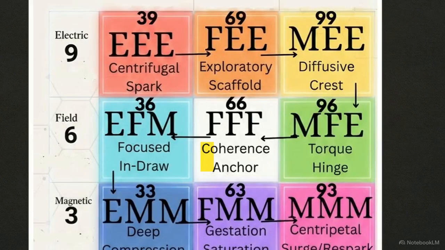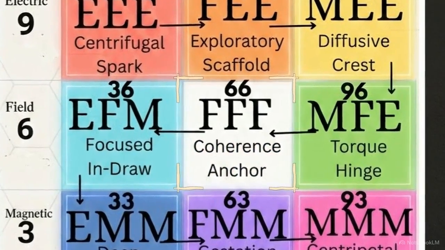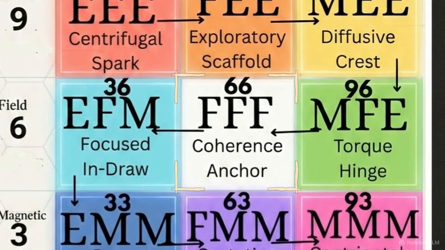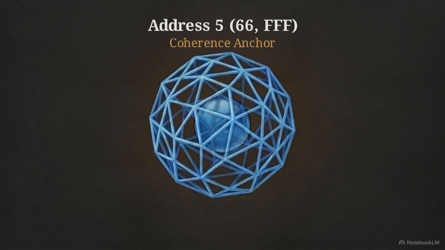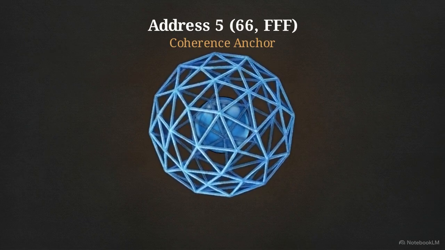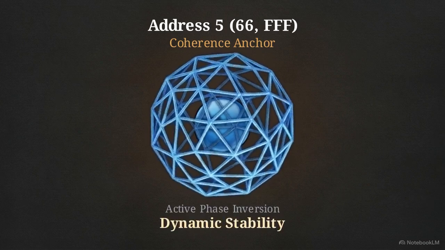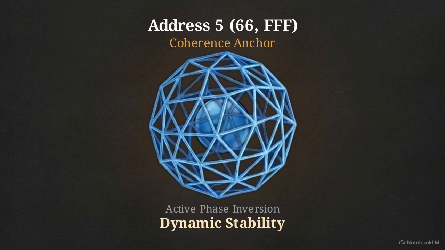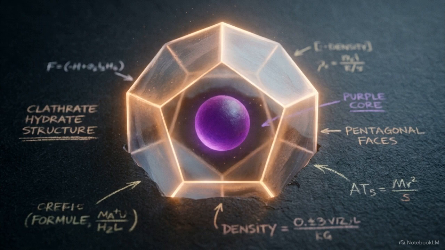At the center of the traversal sits address 5, the coherence anchor. This is the exact axis crossing point where the outward formative energy and inward containing pressure achieve impedance match. The noble gases are the anchors of the table. Their closed shells represent active phase inversion and dynamic stability. Under pressure, xenon and krypton form clathrate hydrates, encapsulating within water cages. The gas maintains its baseline stability within a field-mediated containing framework.